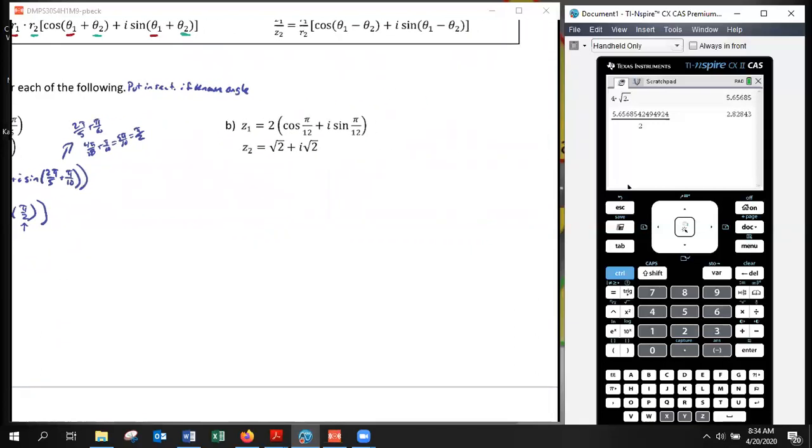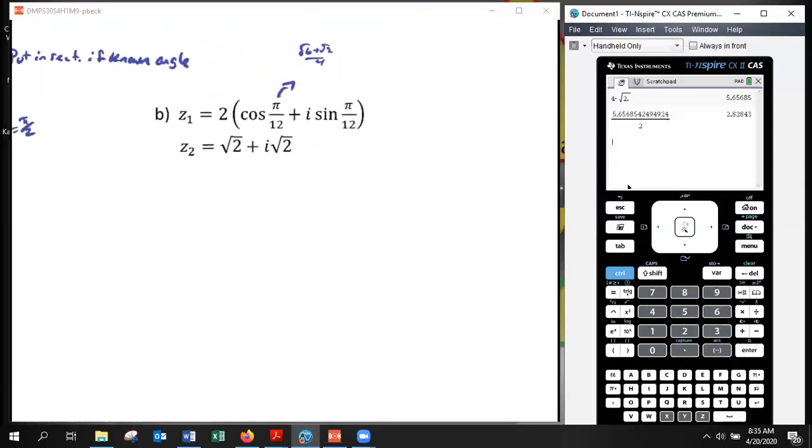Now, when I have the second one, I don't know if you remember from chapter 7 that if we take pi over 12, the cosine of that is square root of 6 plus square root of 2 all over 4. So if I really wanted to multiply these in rectangular form, this ends up being an extremely nasty product. So do we want to do that? No, this is exactly why we use our polar form.